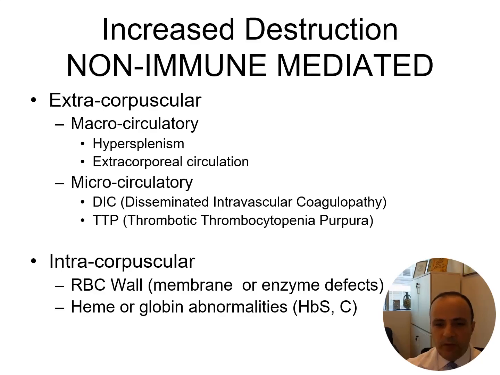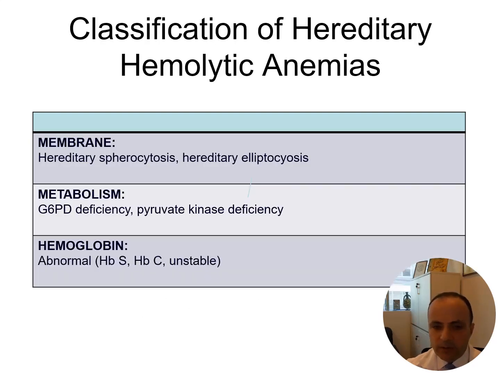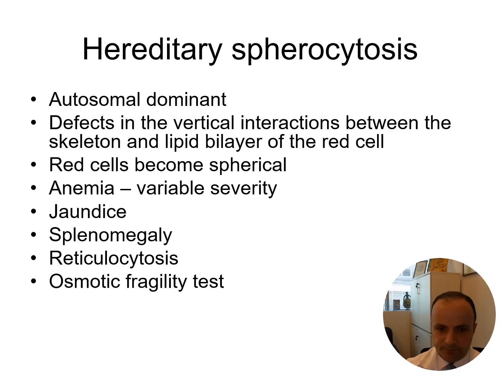With that, that's extracorpuscular. With intracorpuscular hemolysis, you have the defect either in the red cell wall or in the hemoglobin itself. And we divide these into either a membrane problem, with two entities under that, hereditary spherocytosis and elliptocytosis, or a metabolism problem, some enzyme deficiency, namely G6PD deficiency and pyruvate kinase deficiency, or abnormal hemoglobin.